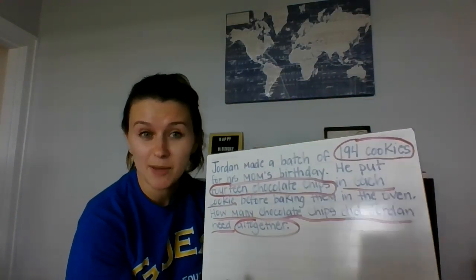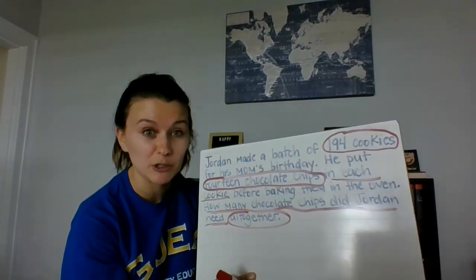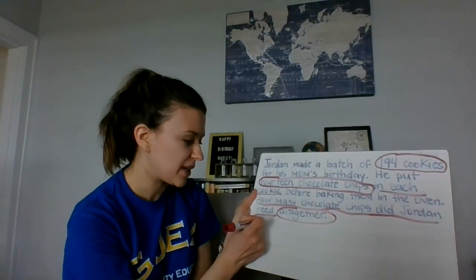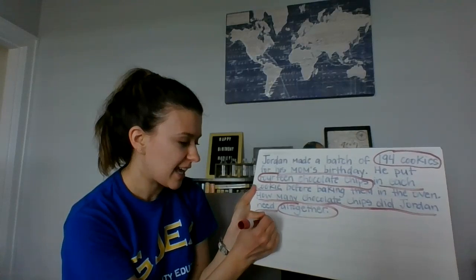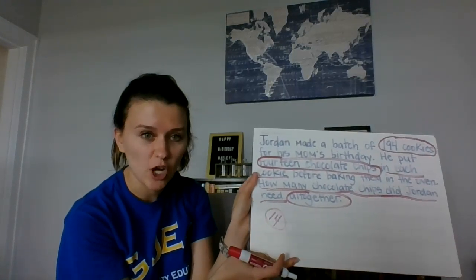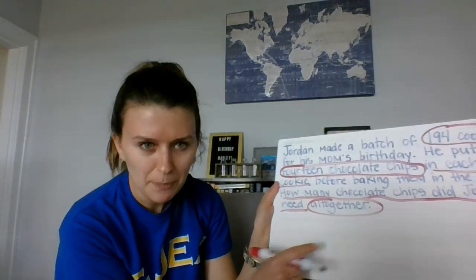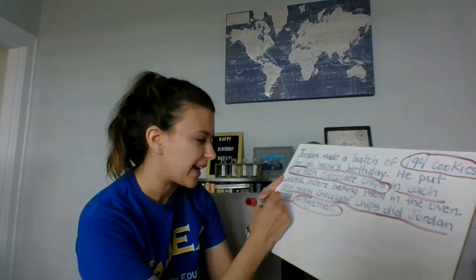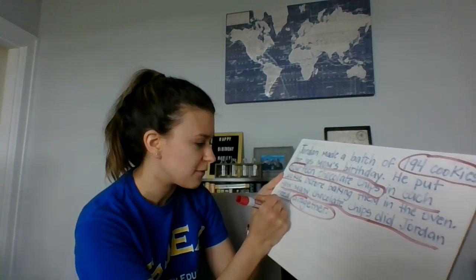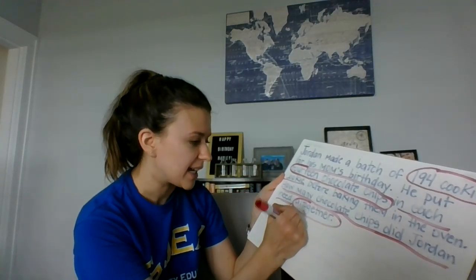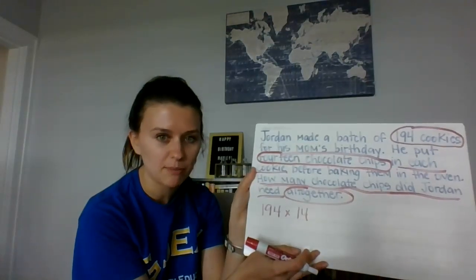And we talked the other day about how multiplication's the same as groups of, and so you can kind of picture each of those cookies as having its own group of 14 chocolate chips. So to see how many chocolate chips he used all together, we're going to have to multiply 194 cookies times the 14 chocolate chips. Okay, and so I'm going to erase this now.